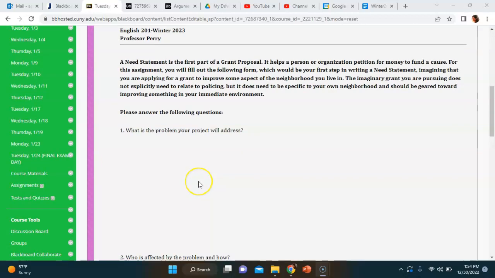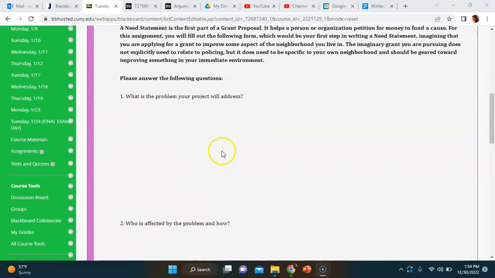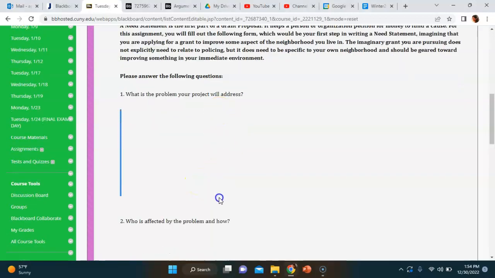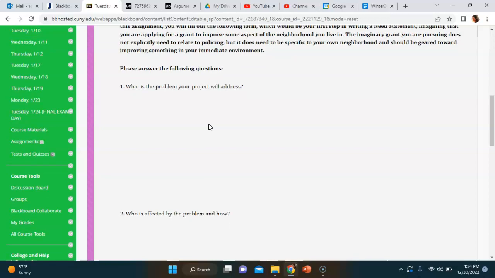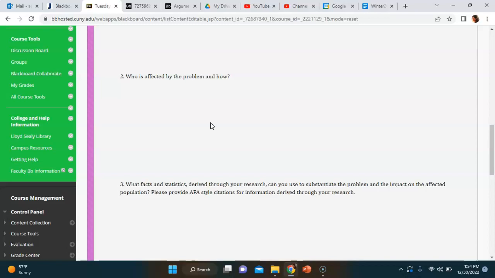And again, you don't have to write this up as an essay. You can literally just answer one, answer two, answer three, answer four. So the first question is, what is the problem that your project will address? Describe it in pretty good detail, right? And describe it from your own first person perspective as the inhabitant of the neighborhood. Who is affected by the problem and how? Again, this should be pretty personal.